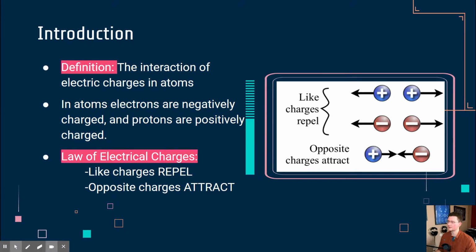In atoms, electrons are the negatively charged part and the protons are the positively charged part. I know you have a little bit of that background, and we'll spend a lot more time talking about this later when we get into chemistry and things like that.